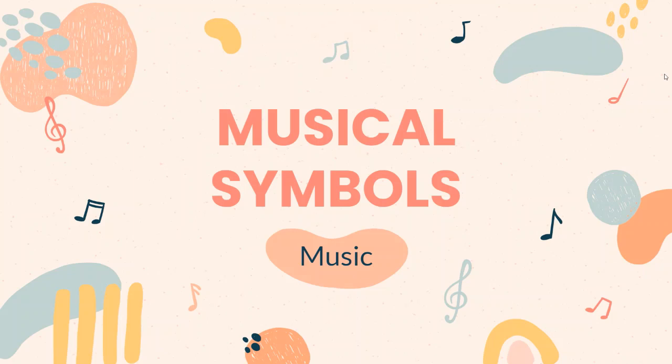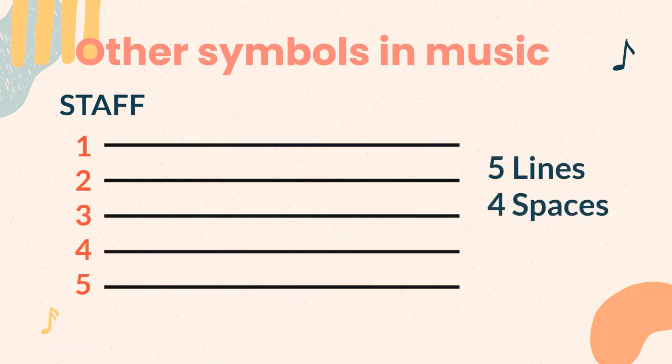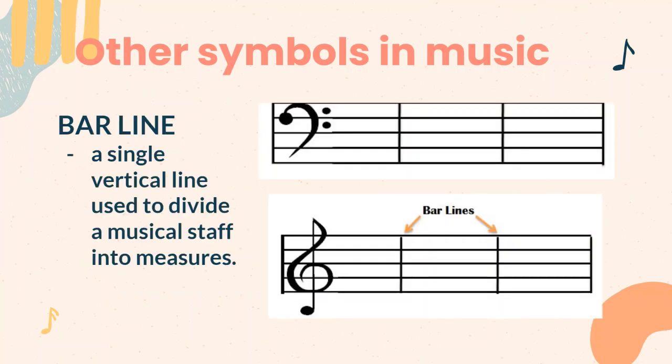Aside from the different kinds of notes and rests, there are also other musical symbols that we need to know for us to better understand how music is being read. One of the primary symbols in music is the staff. It is a set of 5 horizontal lines and 4 spaces that each represent a pitch, depending on what clef is being used. The next one is the bar line. It is a single vertical line used to divide a musical staff into measures.